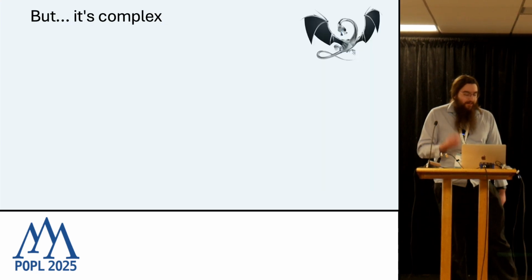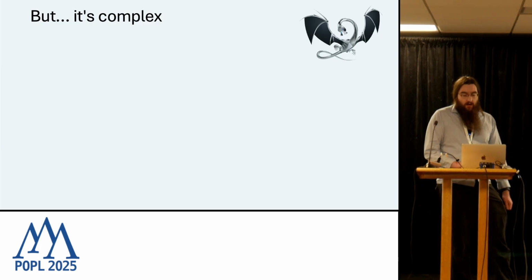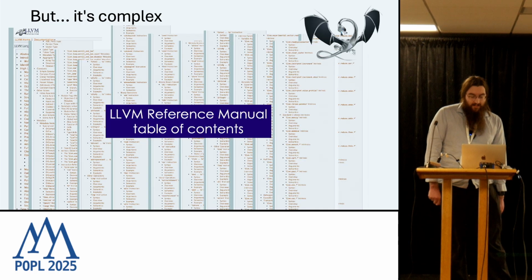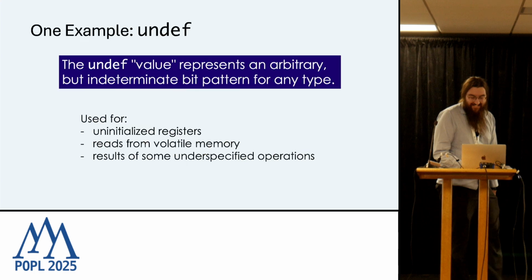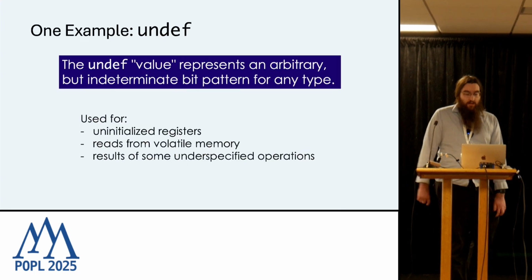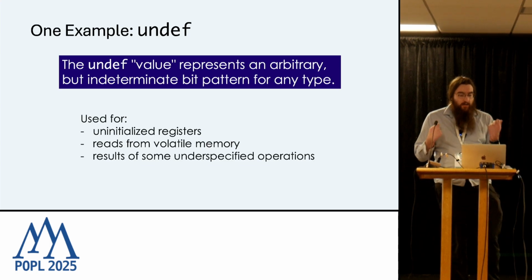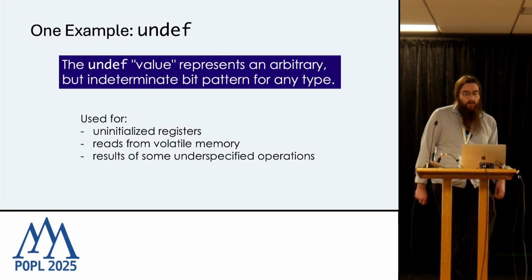So LLVM IR is actually quite a big language, which makes it difficult to understand. For instance, here's the table of contents for the informal language reference. It's kind of intimidating. And even though LLVM is a large language, a lot of the complexity arises from how small features interact with one another, especially when we consider optimizations.